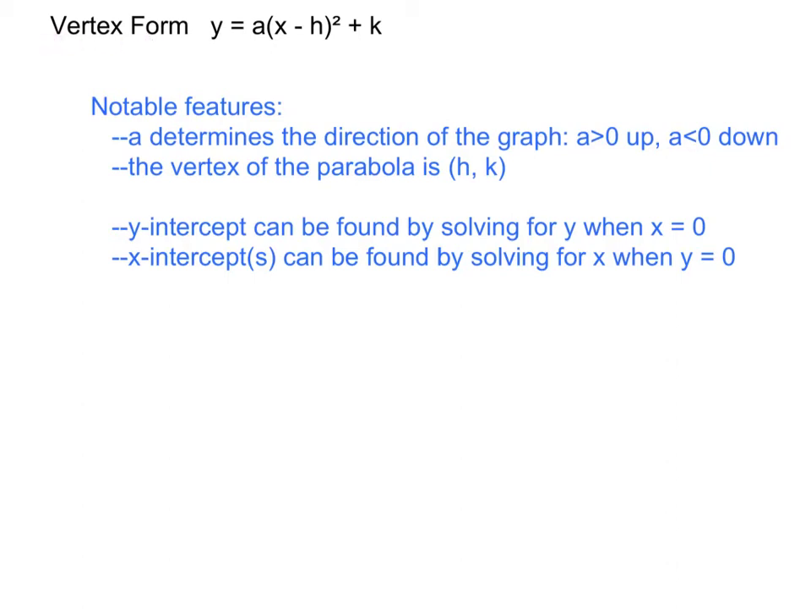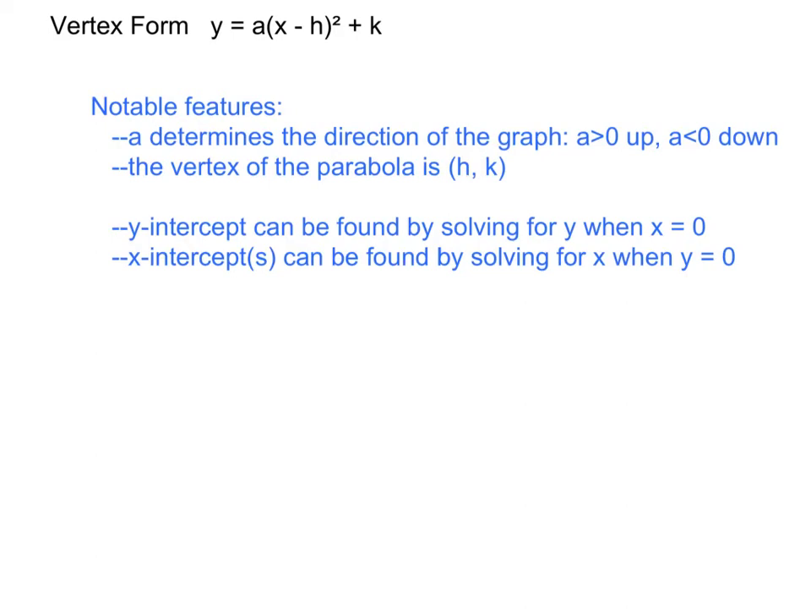The reason it's called vertex form is that it's so easy to get the vertex of the parabola. The vertex of the parabola is simply (h, k). We take h to be the opposite of the value that's added next to the x, and then k is the value that's added or subtracted on the end. So if you've got it in vertex form, the vertex of the parabola is very, very easy to get. The y-intercept and x-intercepts can be found, but they do take a little bit more work.